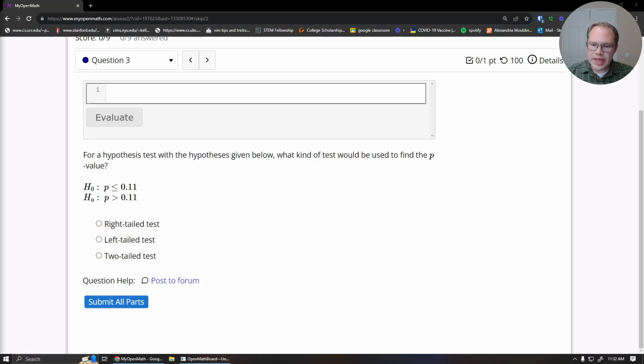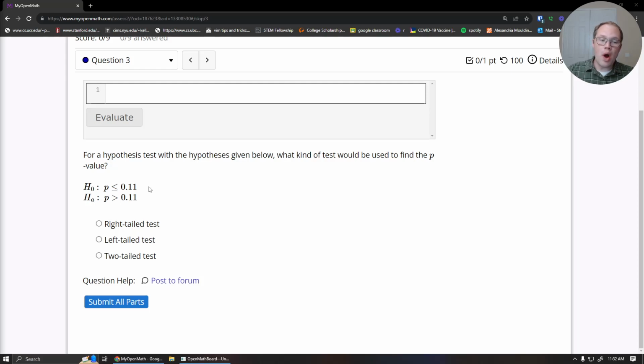Let's look at a few quick examples. For a hypothesis test with the hypotheses given below, what kind of test would be used to find the p-value? So we have our null hypothesis and our alternative hypothesis. The null hypothesis is that the population proportion is less than or equal to 0.11. The alternative hypothesis is that the population proportion is greater than 0.11.